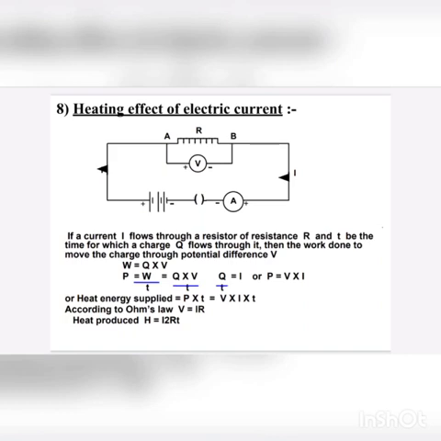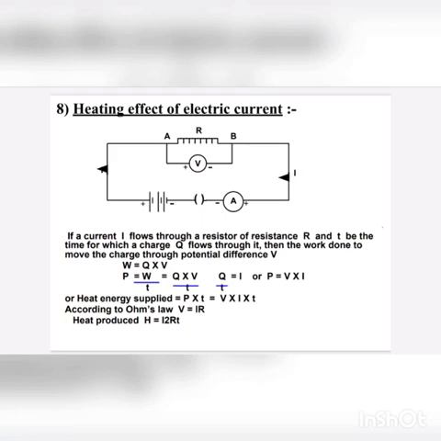So when the key is closed, a current I flows through a resistor of resistance R for time t, and a charge flows through it. So you know that V is equal to W upon Q, so W is equal to Q into V. So P is equal to W upon T. Finally P is equal to VI.